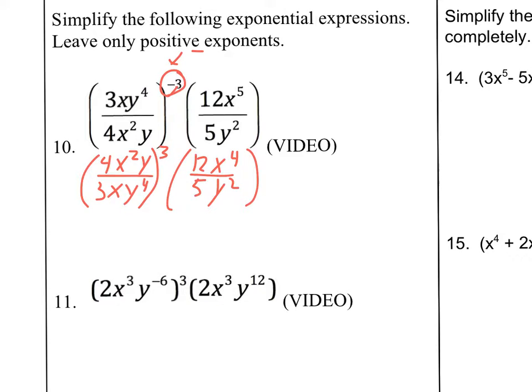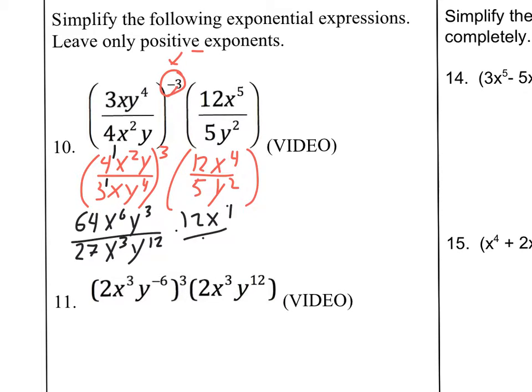Okay. Each of these is going to end up getting a 3rd power. So 4 to the 3rd is 64. So that's 4 to the 1, 3 to the 1. X to the 6th, y to the 3, over 3 to the 3rd is 27. X to the 3, y to the 12. That's going to be times 12x to the 4 over 5y squared.